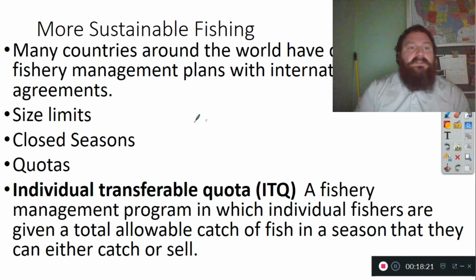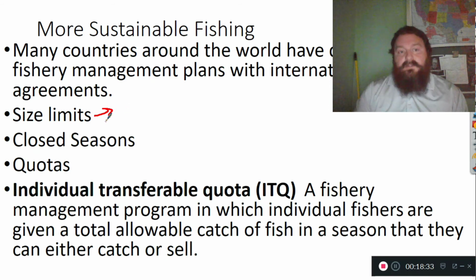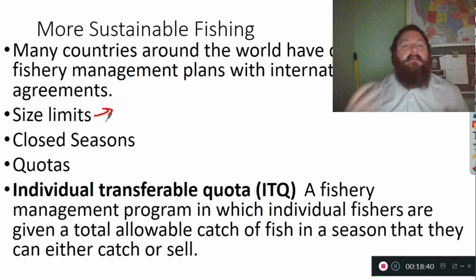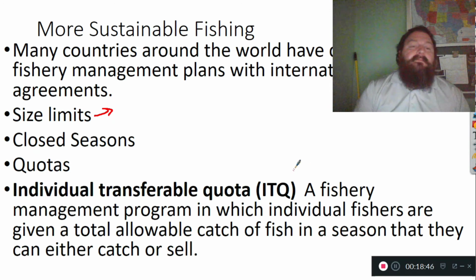Now, other ways to make fishing more sustainable. We can come up with size limits, closed seasons, and quota systems. The size limits will ensure we always have a breeding population available to us. So they don't want to be too big or too small. Too big means those are the big breeders that keep the population going. Too small, that's the babies that haven't matured yet. So you're keeping that viable breeding population alive and allowing them to mature. You're only catching them within a certain size requirement.